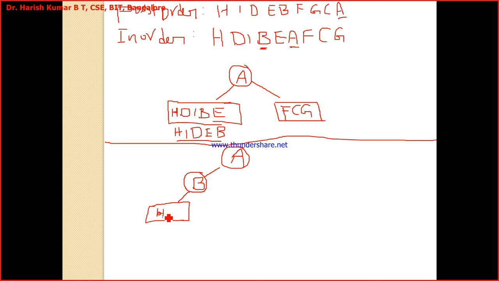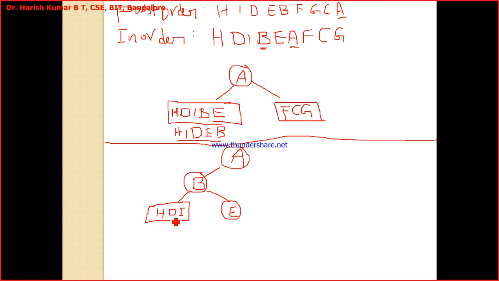HDI. Get it? In this sequence, towards the left side we have HDI, and towards the right side of B, only among this sequence you have to find. In this sequence, toward the right side you have E. So that is the only thing. That means I found E is the right child for B. Okay, people are following? Now in this HDI, I have to find out which is the left child of B.